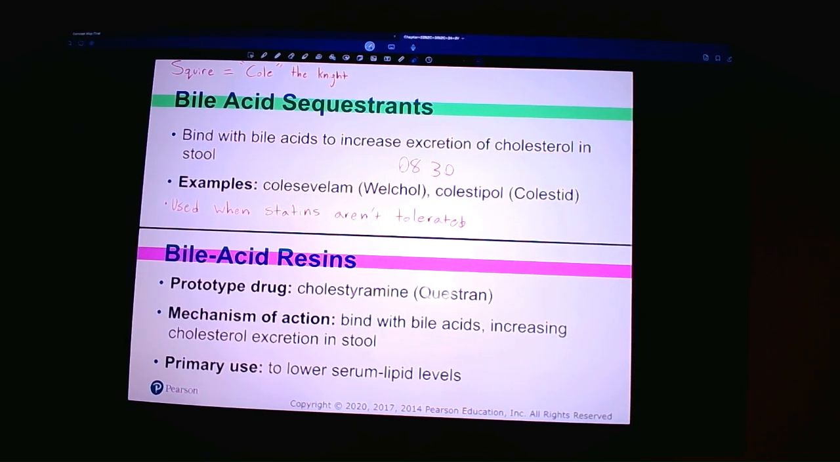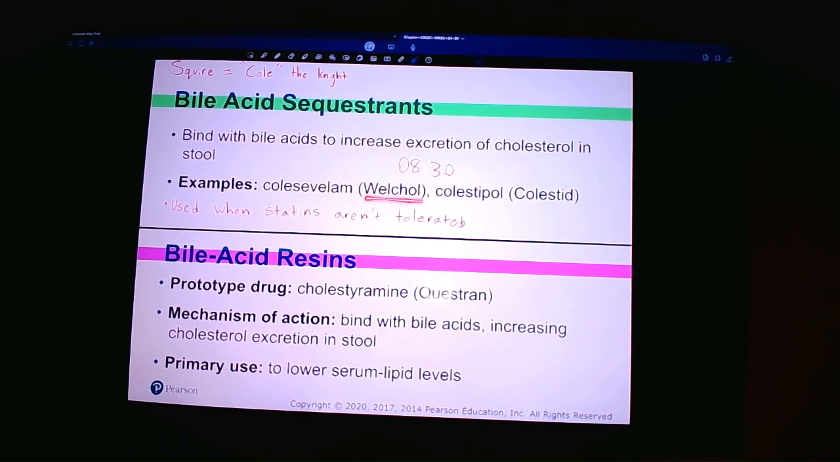Again, now to remember Questran, right? We like to think because sequestrant kind of sounds like squire, and then for some reason for me, I'm thinking of medieval times. So I think Cole the Knight is on a quest to, I don't know, stop the bile acid demon or dragon or whatever the heck. And with that, it helps out. Remember, because Questran is the only unique one.